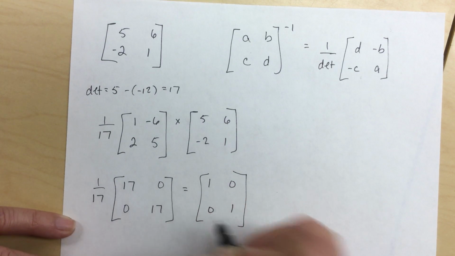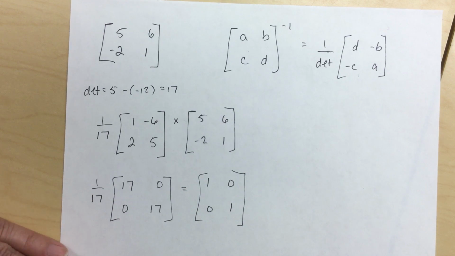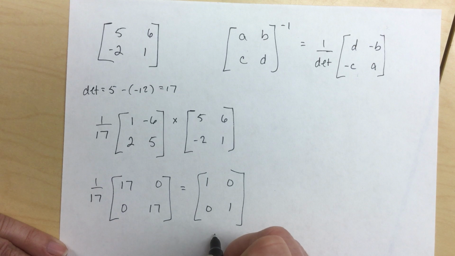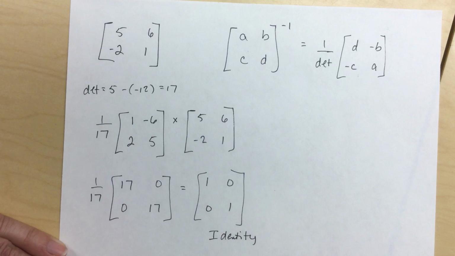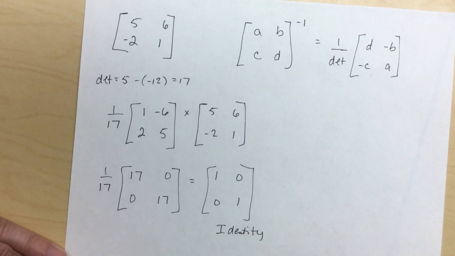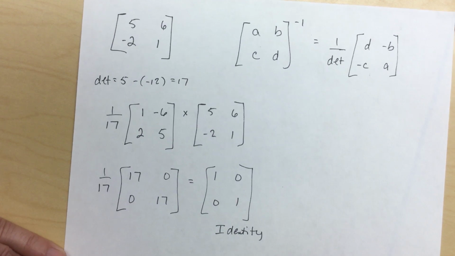That is always what happens with an inverse. When you take a matrix times its inverse, you get this. This is called the identity matrix. All identity matrices have 1s down the diagonal and 0s everywhere else. So this is the 2 by 2 identity.